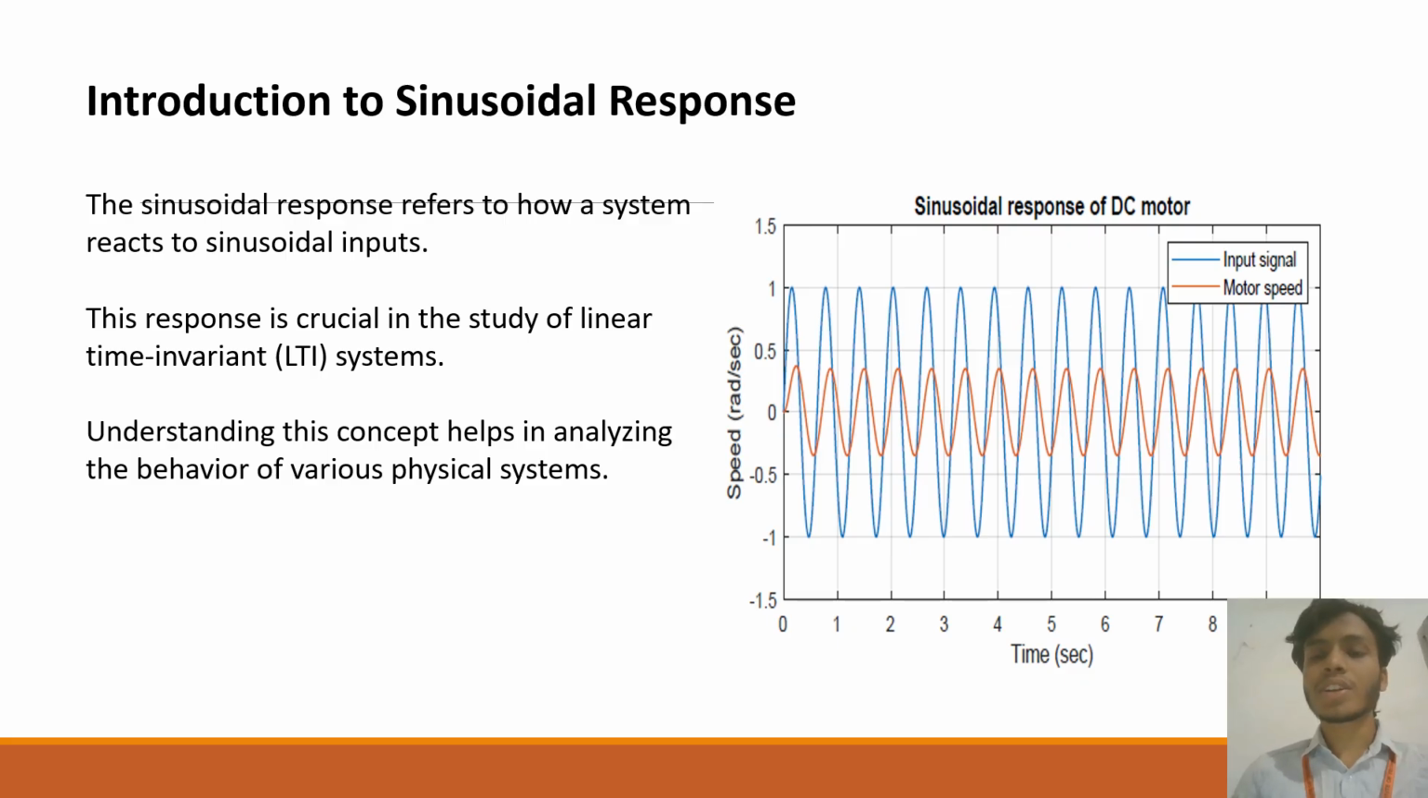Here you see the sinusoidal response of a DC motor. The input signal is the blue line, and the motor speed is the orange and red lines, speed versus time.